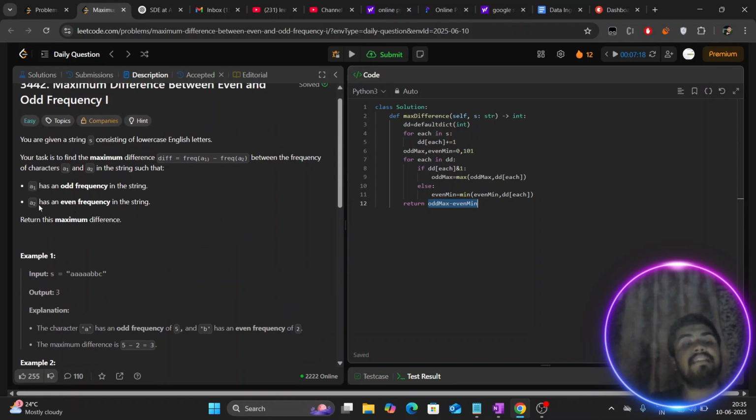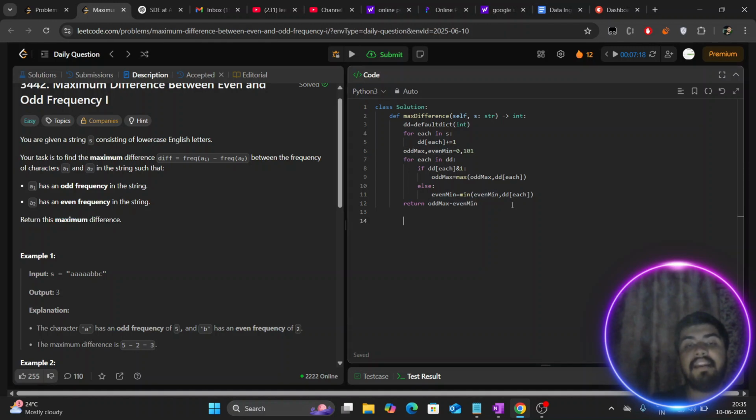A1 is the odd frequency in the string and A2 is the even frequency of the string, and we return the maximum difference. More specifically, if A1 is the maximum of the odd frequency and A2 is the minimum of the even frequency, then the problem is solved. That is the hidden logic we have to find. Then the difference is by default maximized, because it is very standard maths.